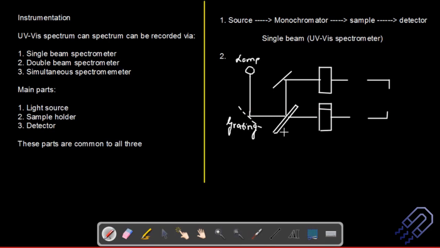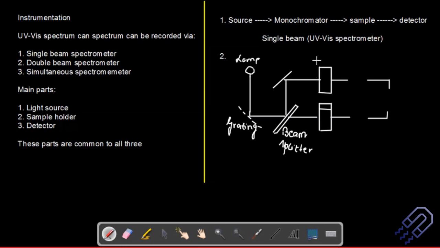And then there is a beam splitter. As the name suggests, a beam splitter is going to split the ray of light into two sections. One will be reflected, and one will be just transmitted. Both beams will definitely have the same wavelength because we have already selected the wavelength.